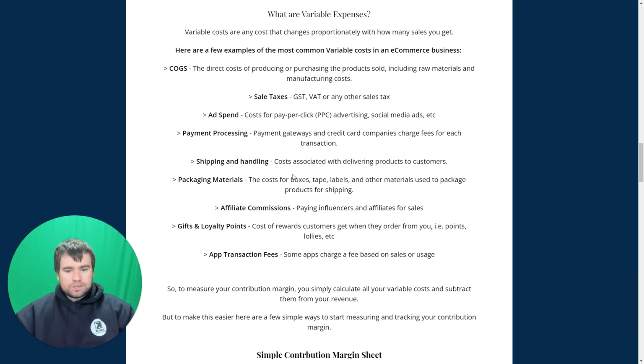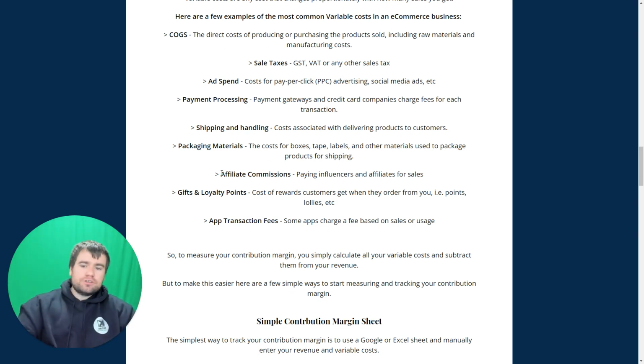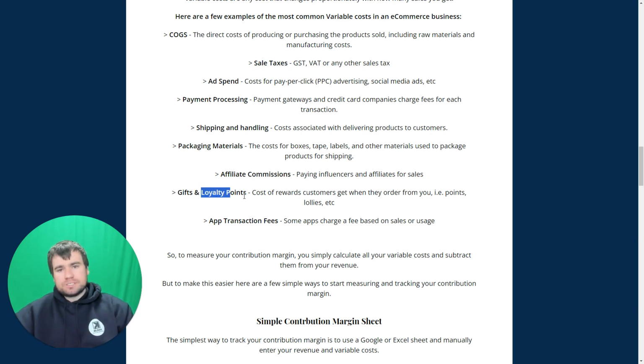Then you've got your packing material, so boxes, labels, all that sort of stuff. You've got affiliate commissions, so if you're sending an influencer a product, you've got to then pay them a commission. That comes out of this as well. It also includes gifts and loyalty points. If you're putting in $2 worth of lollies in every order, that might be great, but you've still got to account for it when you're doing your profitability for that campaign. And it's the same with loyalty points. If 5% of that sale is going towards loyalty points that they can then use as a gift card for their next sale, you need to account for that, because if you're giving that 5% away and not accounting for it, you could be losing money on those loyalty points overall. And the same with app transactions.